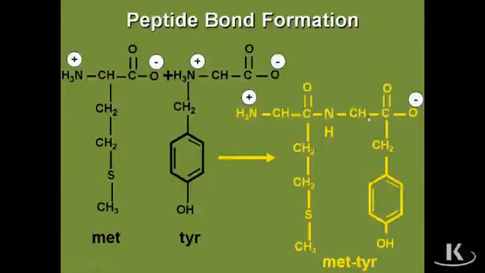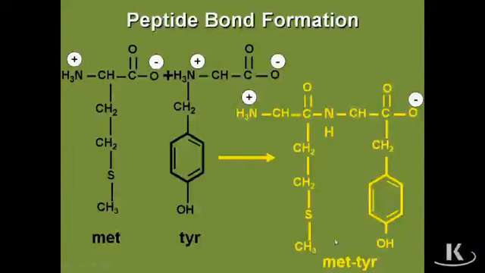This peptide bond is very strong. It helps hold the backbone of a protein together so that the amino acids are stuck together very tightly. And this is actually what dictates the primary structure of a protein. The primary structure of a protein are these very strong peptide bonds that hold the amino acids together.